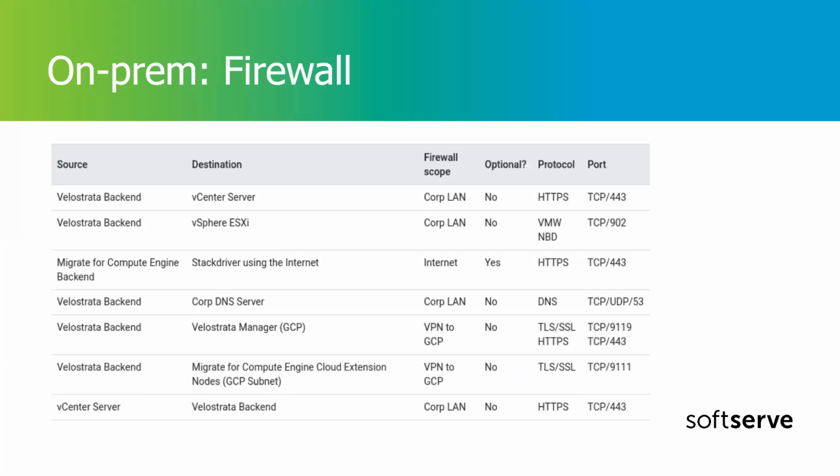At the on-prem site, we need to configure the firewall too. The Velostrata Backend should have access to the vCenter server and Velostrata Manager. For this, we need to open the following ports, which you can see on this slide.